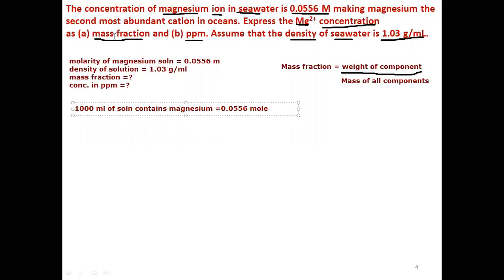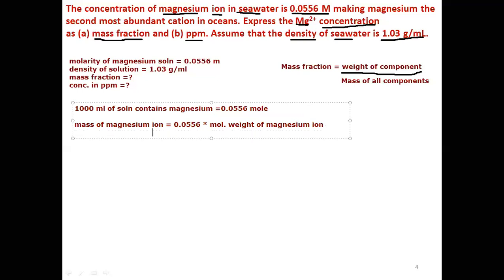So in order to get mass fraction, we should know the weight of magnesium, but what is given? It is moles. We can convert moles to grams by simply multiplying, so we can say mass of magnesium ion is equal to number of moles, 0.0556, multiplied by the molecular weight of magnesium ion, which is 24.3.